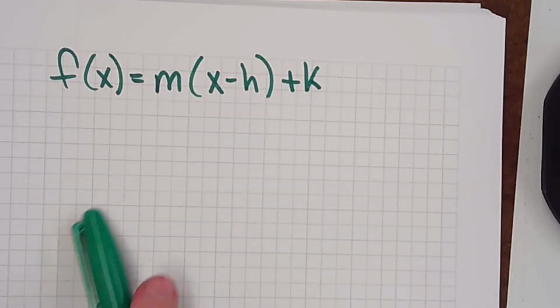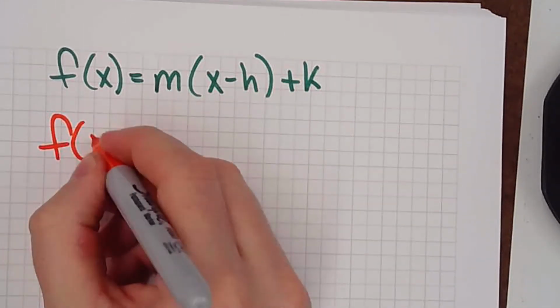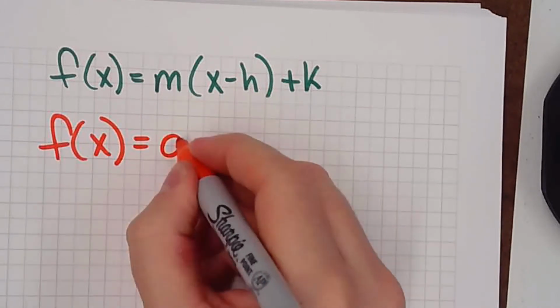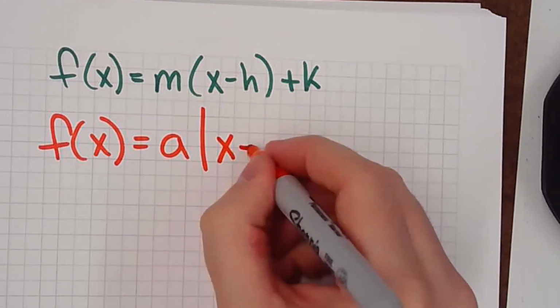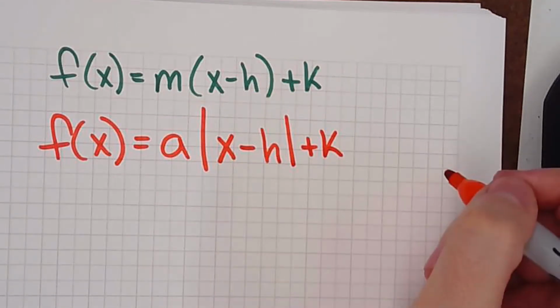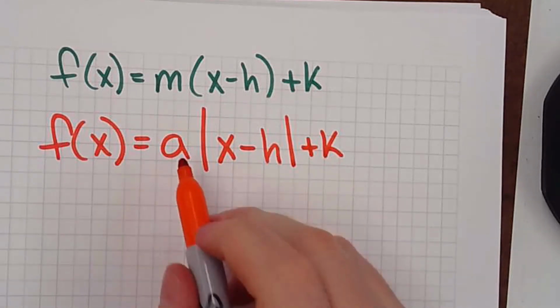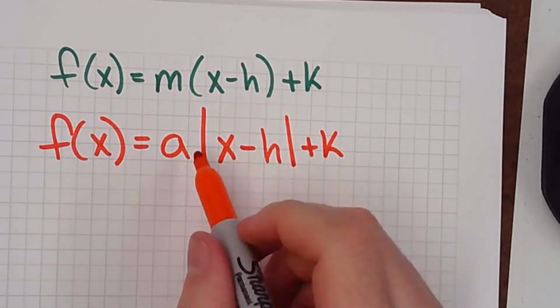Well, absolute value functions are very similar to this. So here's our absolute value function with all of its different variables. And you'll notice it's very similar. We write a instead of m because this isn't really the slope. It's something similar to slope. They're sort of the same. But we give it a different letter so you don't get confused. The h and k are the same though.